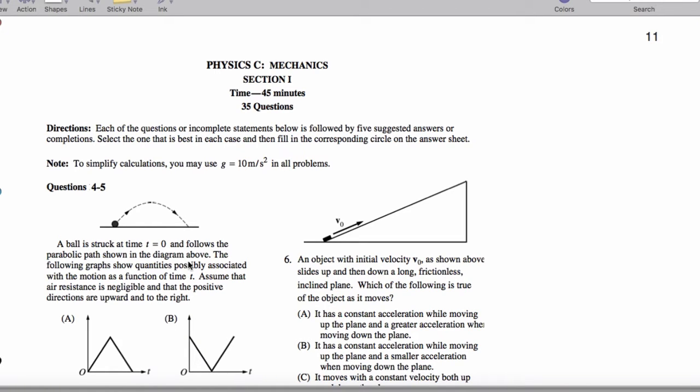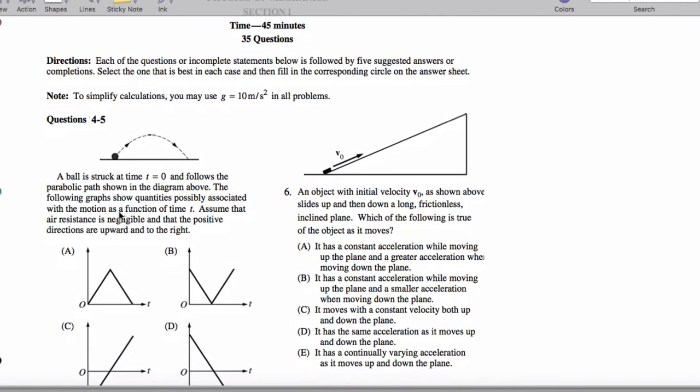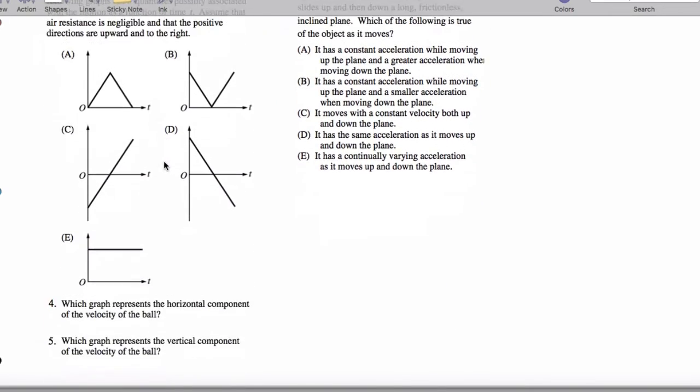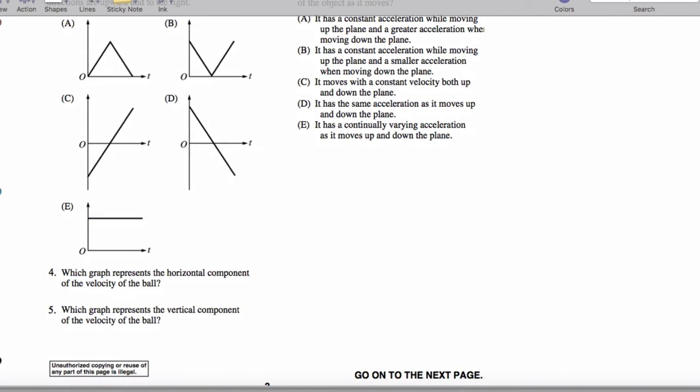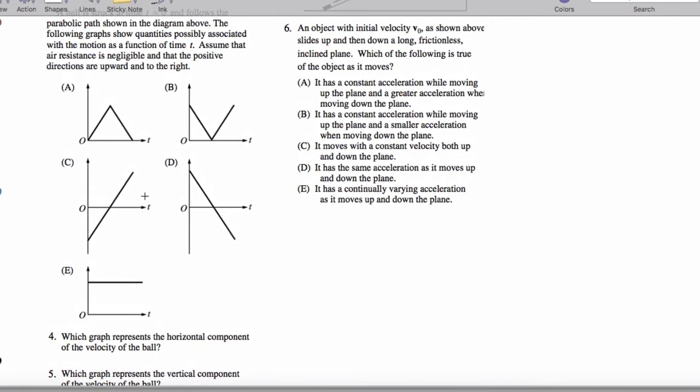Now for question number 4. A ball is struck at time t equals 0. And this is just parabolic motion or projectile motion. I mean, it is a parabola, but they say parabolic path, but this is just our projectile motion setup. Now, it says which graph represents the horizontal component of the velocity. So these are all velocity graphs.